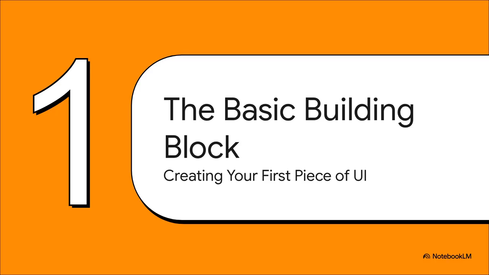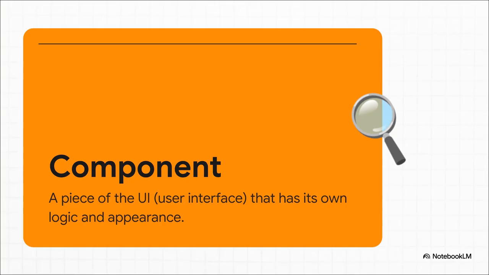So every great structure starts with a single piece, right? A single brick. In React, that fundamental piece, that first brick, is called a component. It is the atom that every user interface is built from. So what exactly is a component? The easiest way to think about it is as a self-contained chunk of your app. It can be something tiny, like a button, or it can be huge, like an entire page.